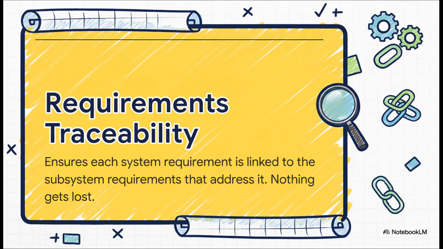And the final piece of this puzzle is traceability. Think of it like a golden thread. It links a big, high-level requirement, like the system must be secure, all the way down to the specific lines of code and hardware parts that actually make it secure. This guarantees that nothing important gets forgotten or just lost in translation between teams.